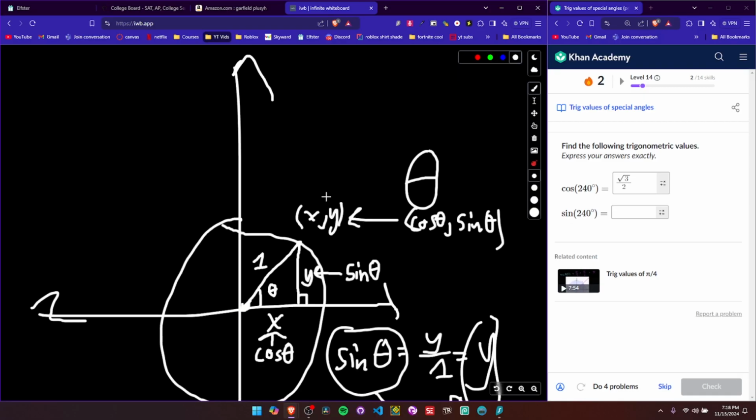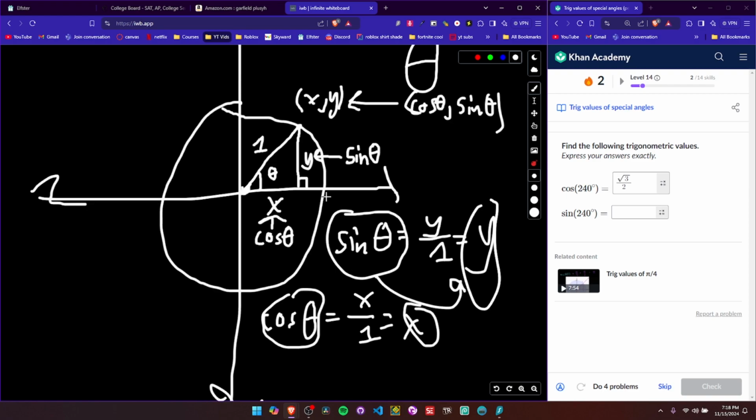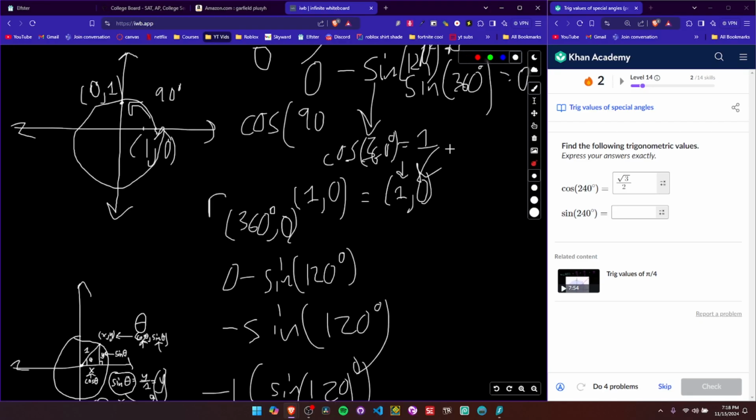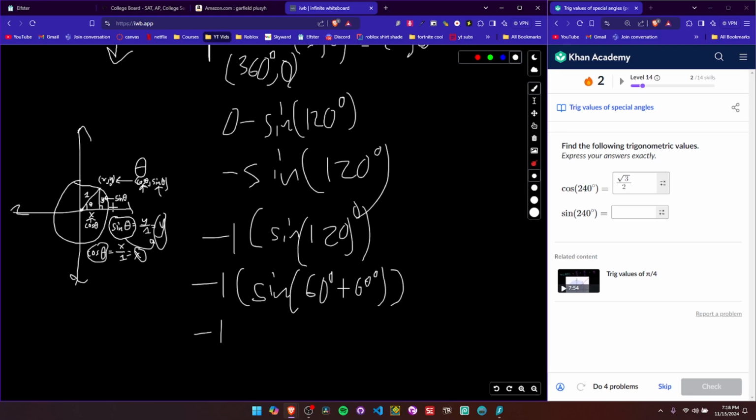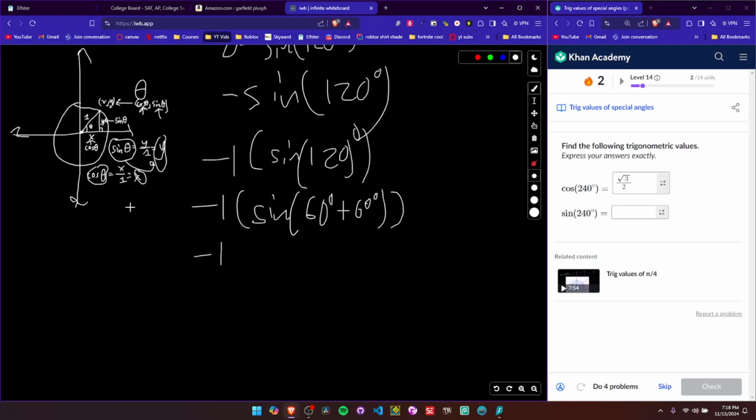So now I'm going to tie all this in. The x coordinate is cosine of theta, and the y coordinate is sine of theta. This is basically why the x coordinate is the cosine, and the y coordinate is the sine. That's basically the why, okay? And so how we're going to tie this in is that we need the sine of 60 degrees, right?